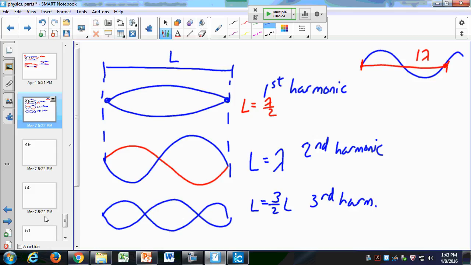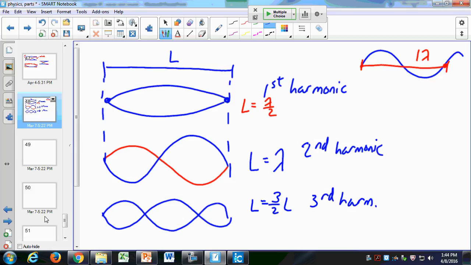All right, so you can tell here that the number of our harmonic is based on the number of half wavelengths. In our first harmonic, we have a half wavelength. In our second harmonic, we have 2 half wavelengths. And in our third harmonic, we have 3 half wavelengths. Notice that our wavelength decreases for each of these, and so the frequency is going to increase.